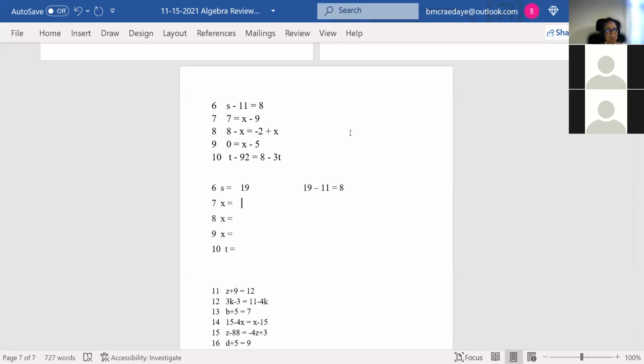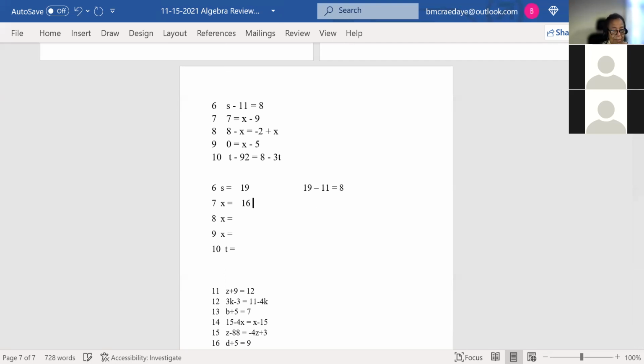Oh, and 16. Yeah, 16 minus 9 is 7. I had that one. This can only be 16, right? So 7 equals X minus 9.